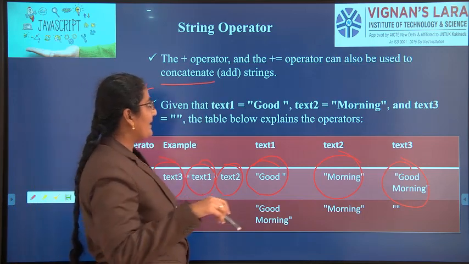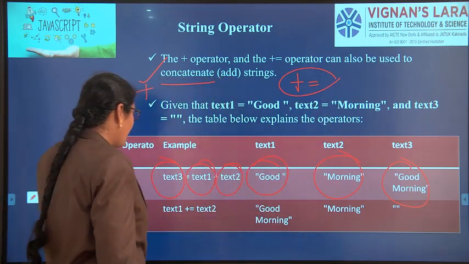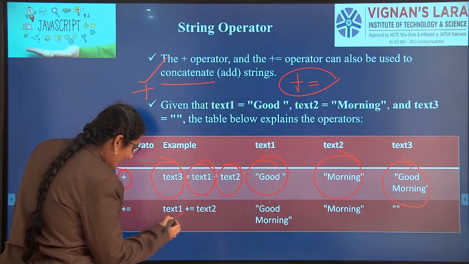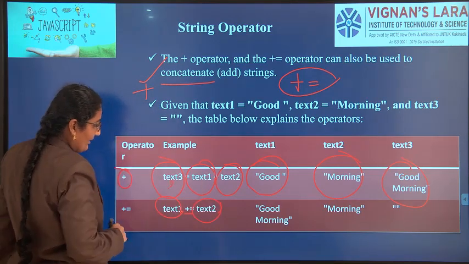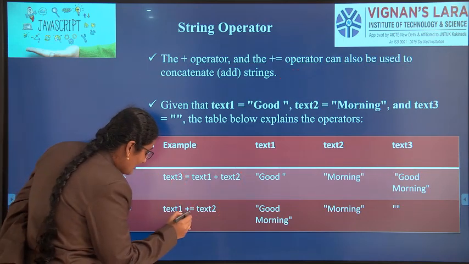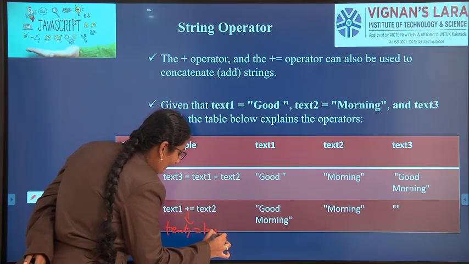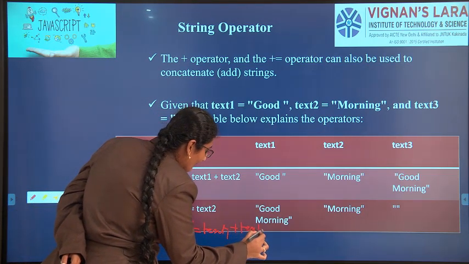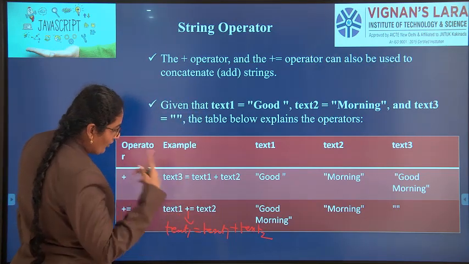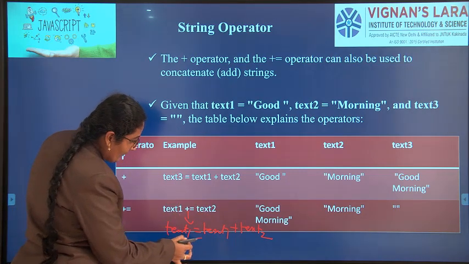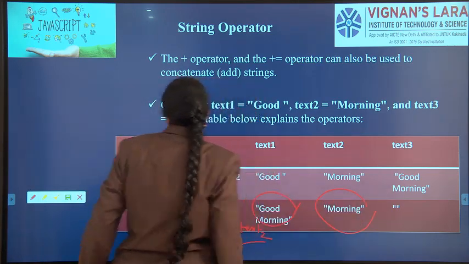What I wanted to tell you is, not only plus, the plus equal to symbol also can be used for concatenation. See here, text 1 plus equal to text 2. There is no text 3 here, because text 1 plus equal to text 2 can also be written as text 1 equal to text 1 plus text 2. Observe carefully. Text 1 plus equal to text 2 can also be written as text 1 equal to text 1 plus text 2. Nothing but good morning only we will get again.